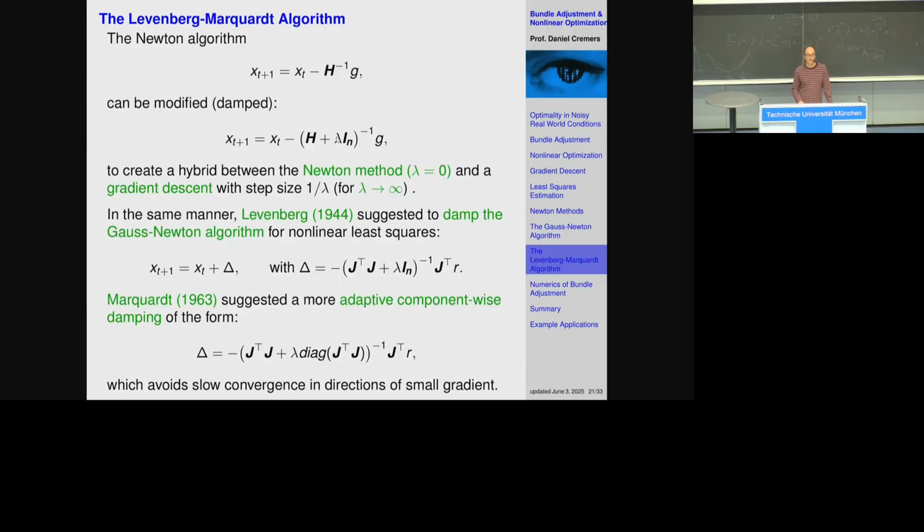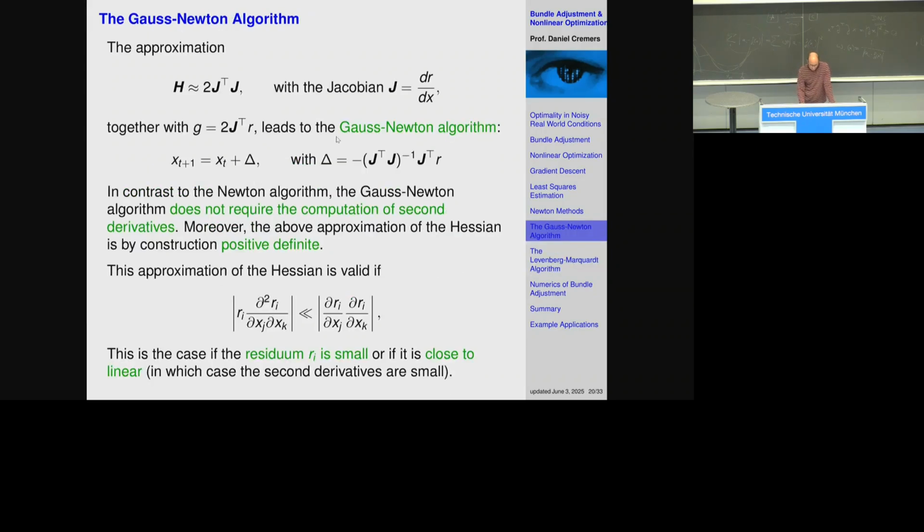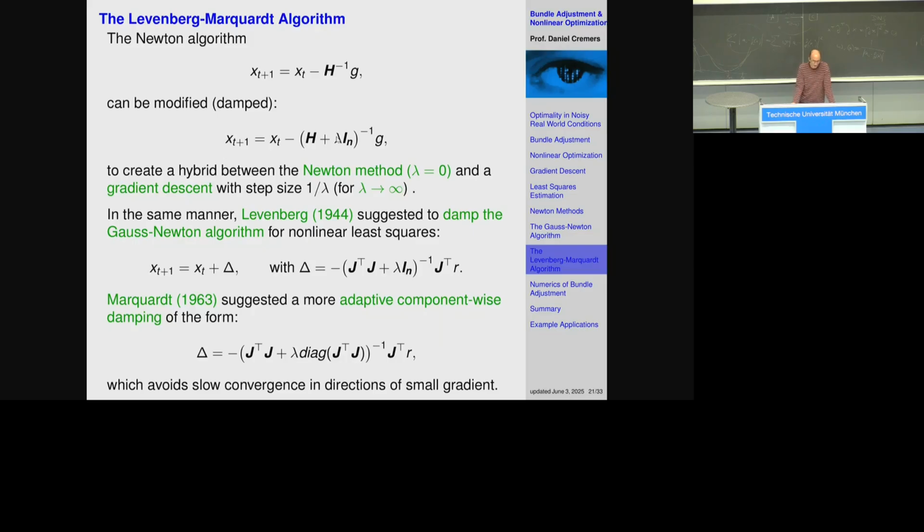Maybe a few more things here. There is an extension of the Gauss-Newton algorithm that is called the Levenberg-Marquardt algorithm, based on two researchers by the names of Levenberg in 1944 and then later Marquardt in 1963. And they suggested something that can be seen as a hybrid between a Gauss-Newton algorithm and a gradient descent.